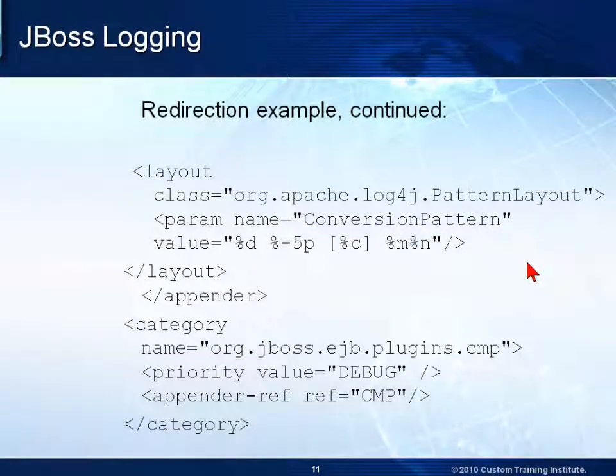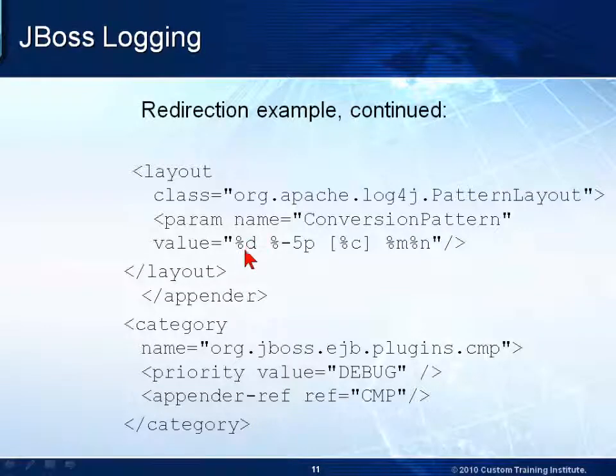Continuing with our redirection example, as part of our redirection we can also specify a pattern for the way in which our data appears. As part of the layout of our data, we can specify that the data should appear in a particular pattern. So we can specify that the pattern layout should be org.apache.log4j.PatternLayout. That's the class that we're going to use. And then the parameter name of ConversionPattern specifies the way in which the data should appear.